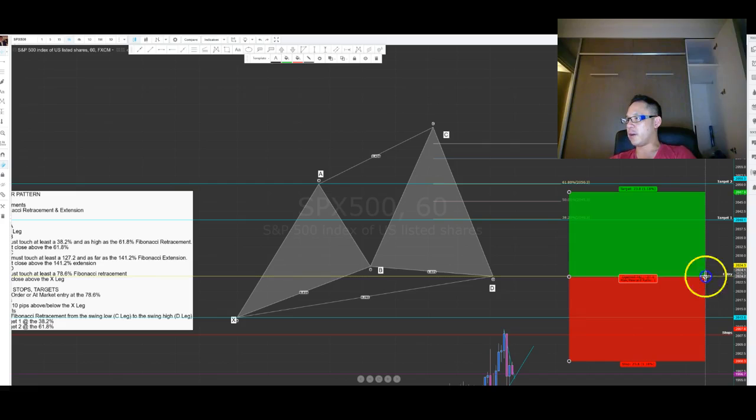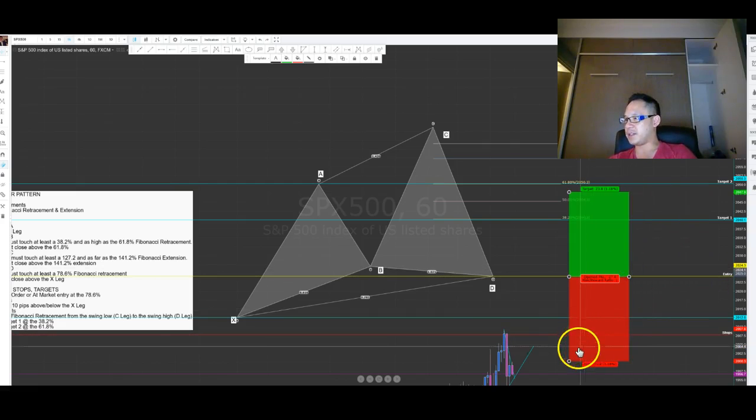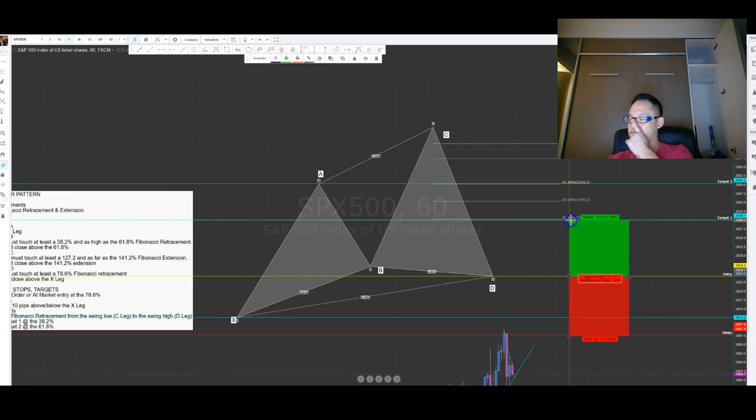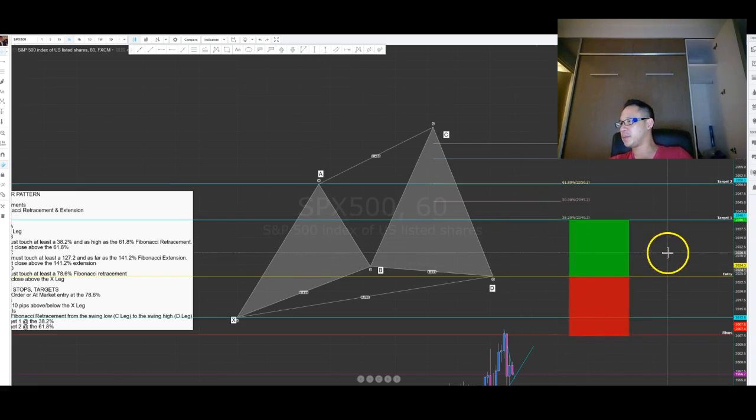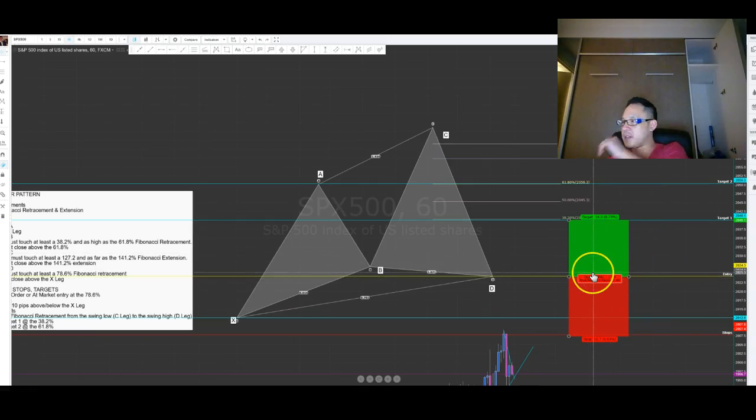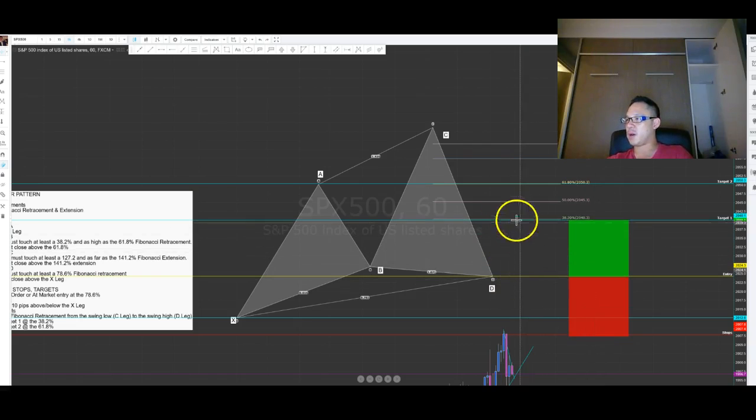Like I said before, the bad thing about the Cypher pattern is that it tends to be inverted, the risk reward. So you're actually risking more to gain less sometimes, right? That's the bad thing about Cyphers. But because they've got such a high percentage win rate, it doesn't really matter too much. This one in this case has just under a 1-to-1, so it's not too bad. So what you're looking for is for price to at least hit the 38.2.